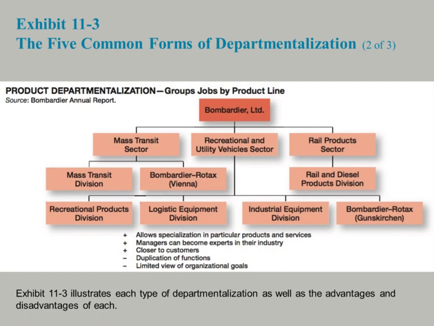Next, in this example, our product departmentalization, we've grouped jobs by product line. So we can see this company probably sells some sort of vehicles. It looks like trains or something. So there's a mass transit sector. So, like, think of subways, elevated trains, things like that. Then you have recreational and utility vehicles. And then you also have rail products sectors.